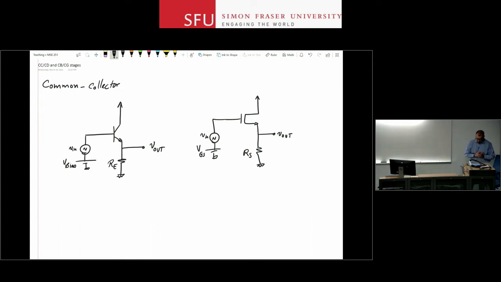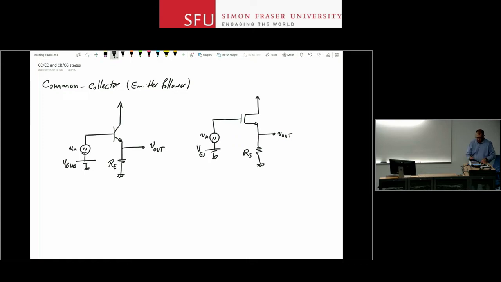So I'm going to focus on the BJT part for now. Common collector, because the collector, if you look at the AC performance, is going to be your AC ground. The input is between base and ground. Output is taken from emitter and ground. And therefore, your collector is the common terminal between the two. The other name for this stage is emitter follower, or in case of a MOSFET, it's called the source follower, and we'll see in a second why that is. So I'm going to put it in brackets, emitter follower.